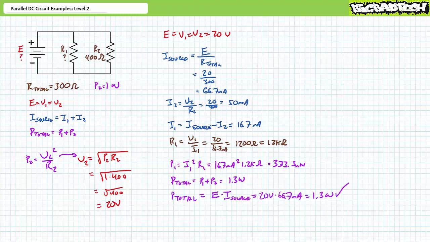As a means of checking our work, power total is also equal to supply voltage times source current. Substituting our given values similarly yields 1.3 watts. I've got a reasonable degree of confidence our answers are correct, and we move on to the next illustrated example.